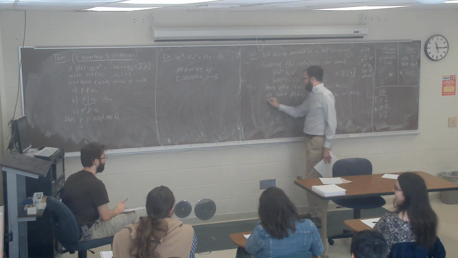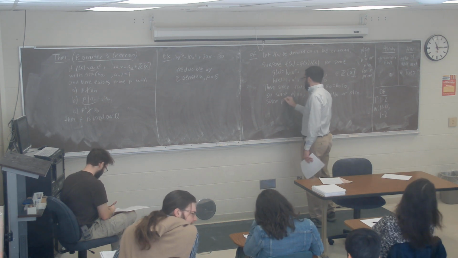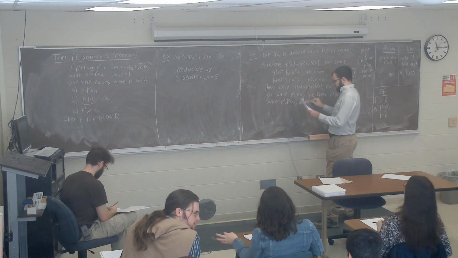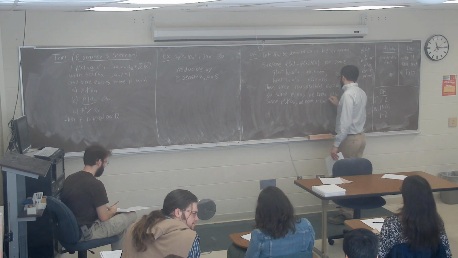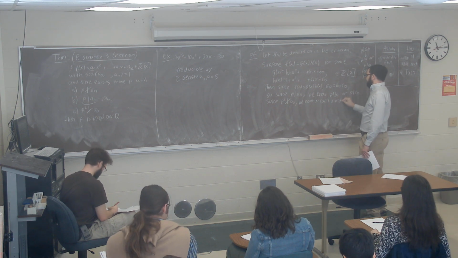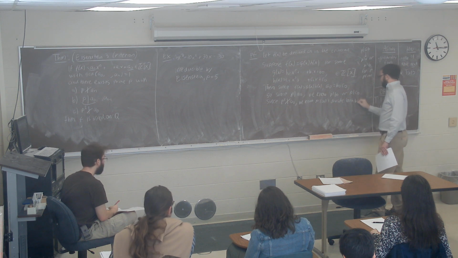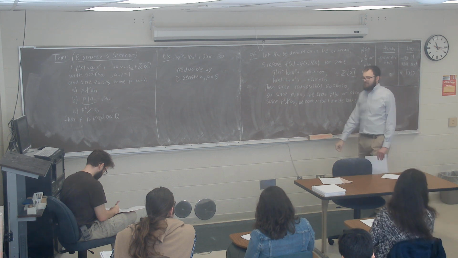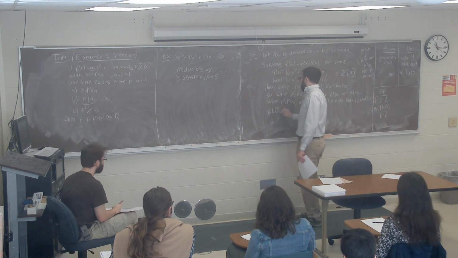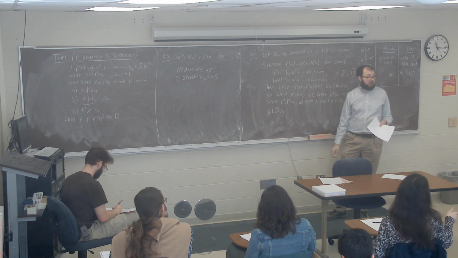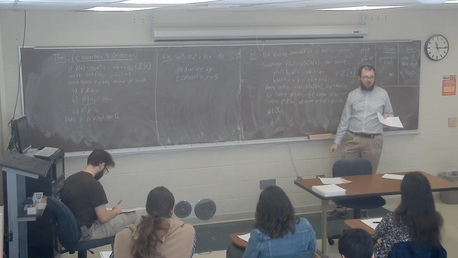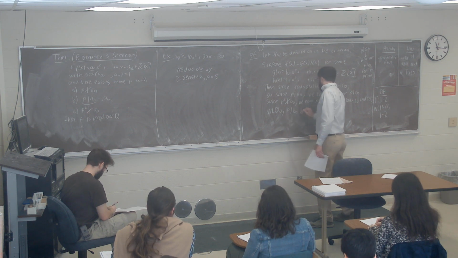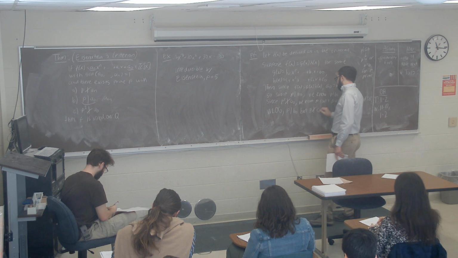I'm just going to say that since p squared does not divide a naught, we know it can't divide both. And without loss of generality, we'll assume b naught is the one it divides. Just call b naught the one that p divides. So p divides b naught, but p does not divide c naught.